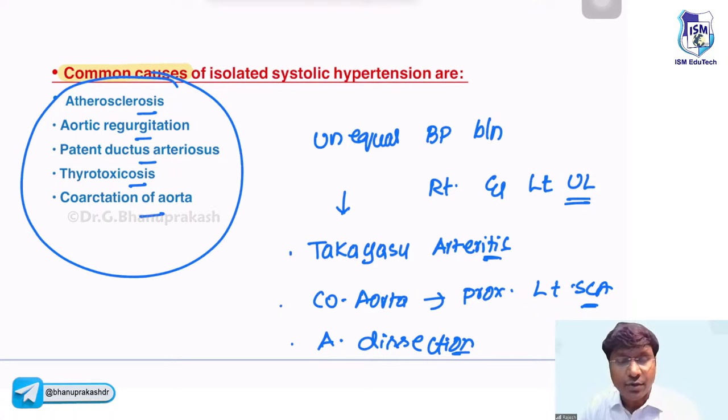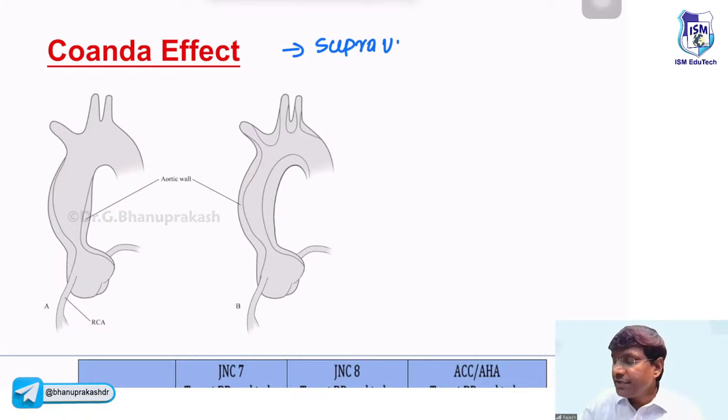Okay. And even in patients with supravalvular aortic stenosis, you have a difference in the blood pressure between the right and left upper limbs.